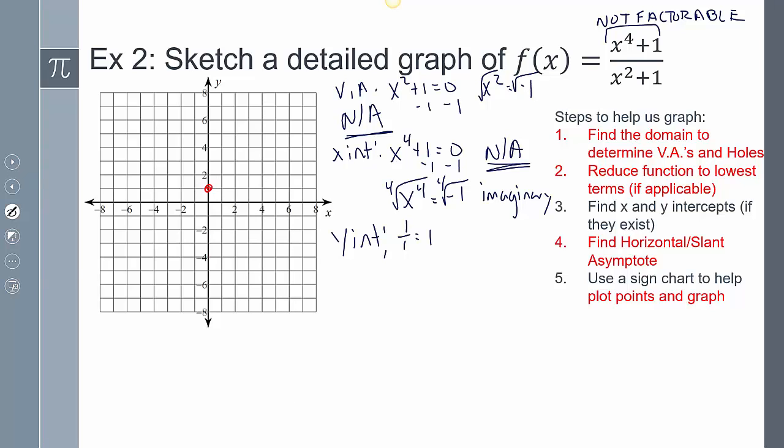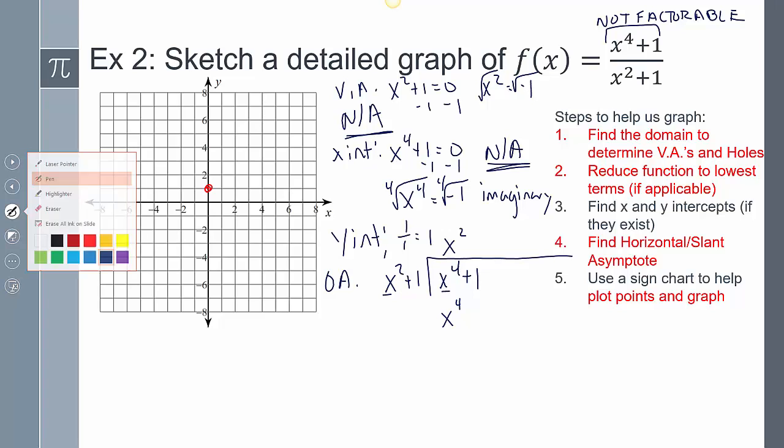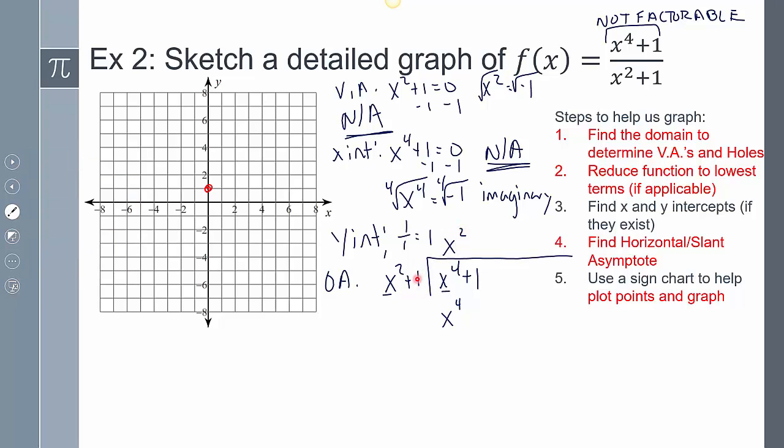So now for me to be able to find what my oblique asymptote is, you need to divide the polynomials. So x squared plus 1 is going to go into x to the 4th plus 1. Now if I were to divide these, x squared goes into x to the 4th, x squared times. Now when I multiply this back through, x squared times x squared gives me an x to the 4th. So that's good. But x squared times 1 gives me an x squared. Where am I going to put it? Oh, that's right. I forgot to put placeholders.